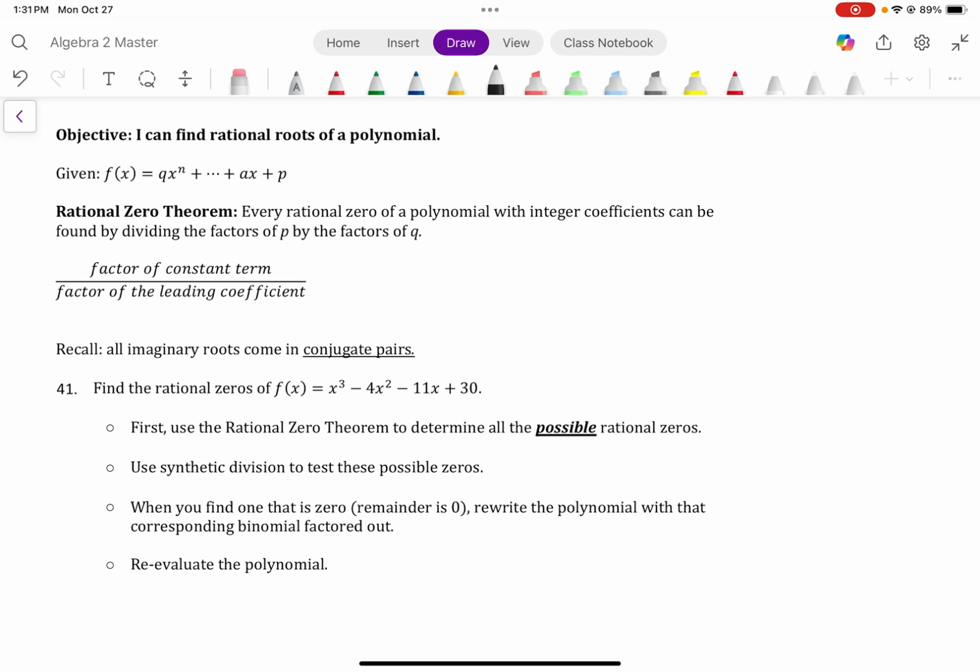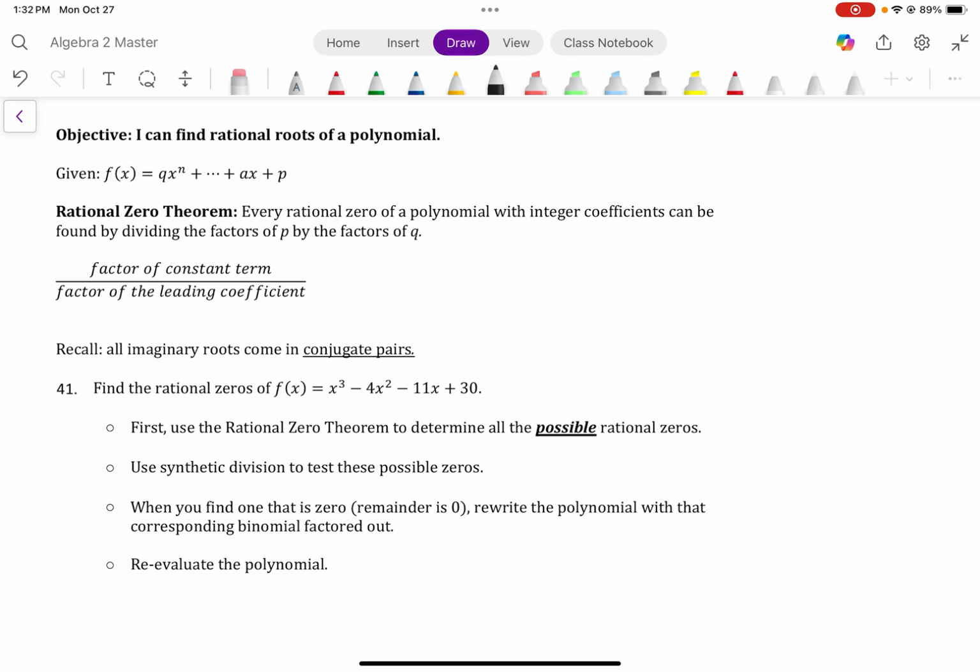And it says every rational zero of a polynomial with integer coefficients can be found by dividing the factors of p by the factors of q. The factors of the constant term divided by the factors of the leading term. Because we have positive times positive or positive times negative or any combination thereof, you're going to get lots of plus or minus sorts of answers.